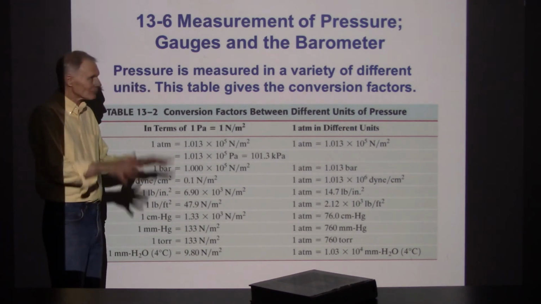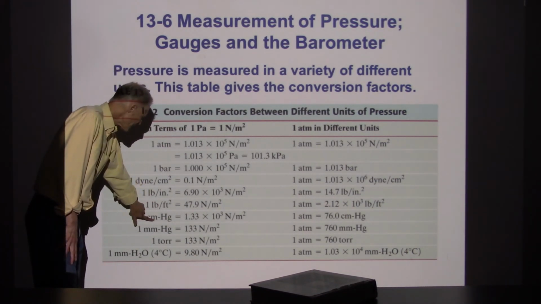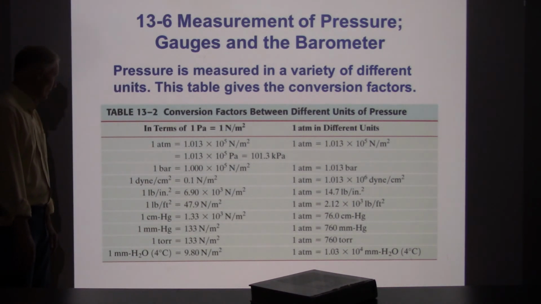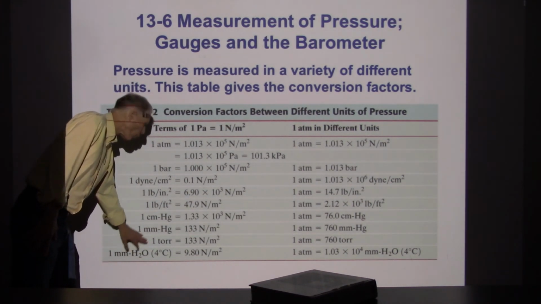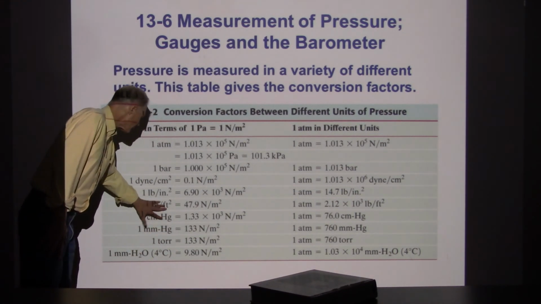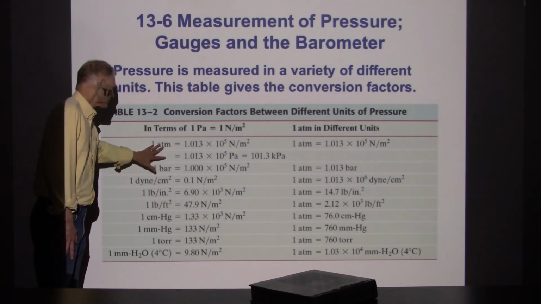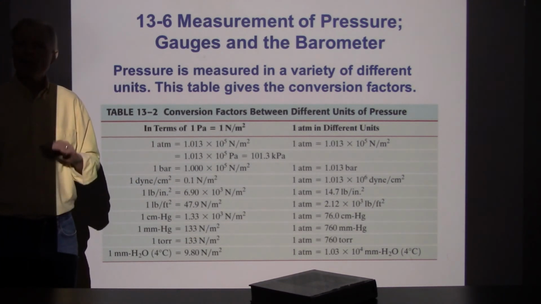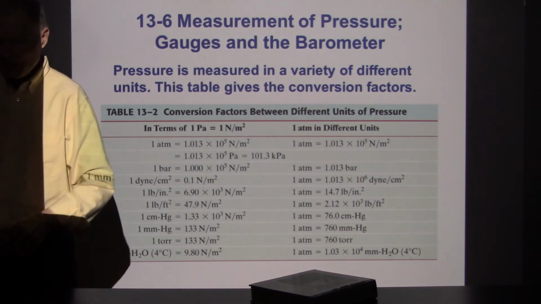And so I would eliminate the centimeters of mercury, the millimeters of mercury. The torrs are just millimeters of mercury. And then millimeters of water, that's kind of the same thing. So I would say gone, gone, gone, gone, gone, gone. Yeah, maybe. Anyway, that's my personal preference. You guys may feel differently about some of these units.